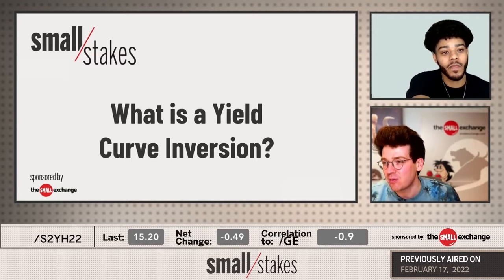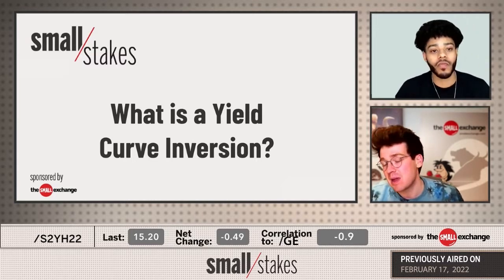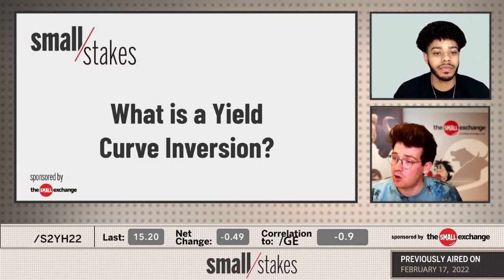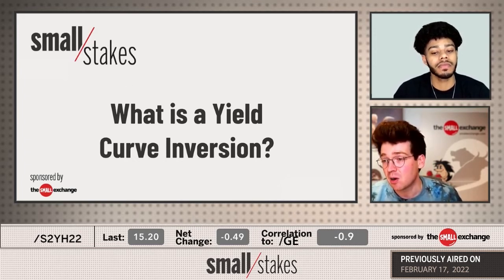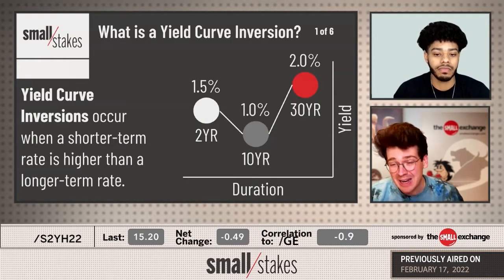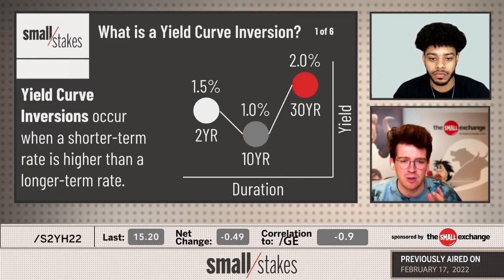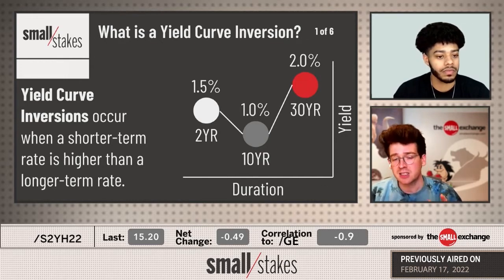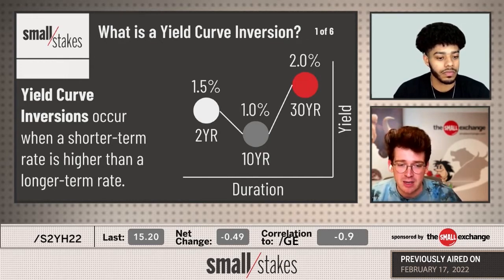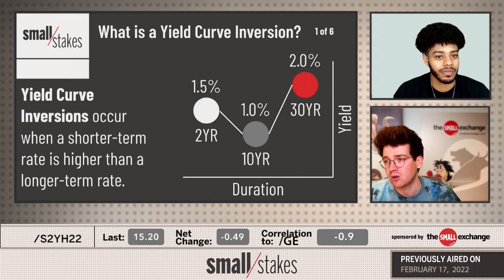So yeah, we're going to cover what a yield curve inversion is. I like that you already right off the bat bring up, oh, maybe yields are negative. You could have a yield curve inversion when they're negative, and you could also have one when all interest rates are positive. It's honestly more likely that you have a yield curve inversion when interest rates are positive, which by definition is simply when a shorter term rate is higher than a longer term rate.